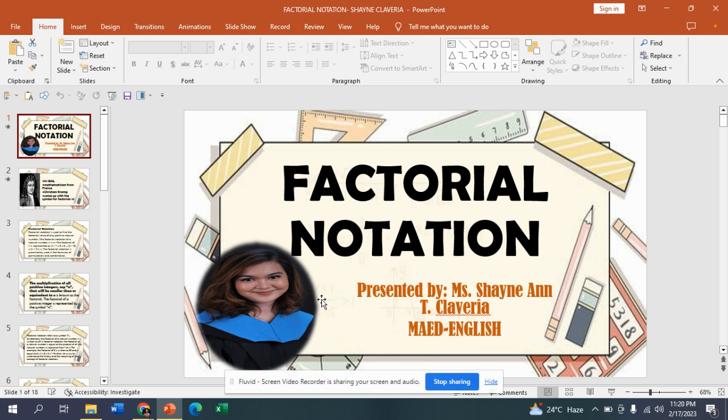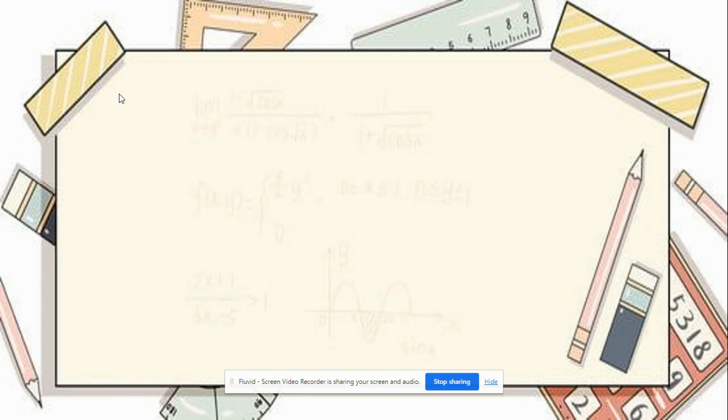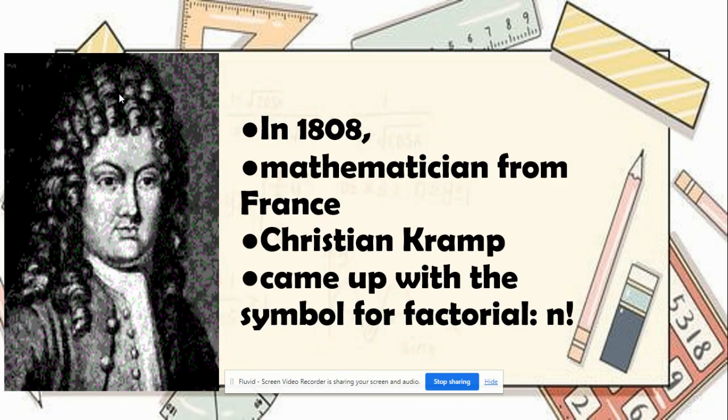My topic for today is the factorial notation. But before we proceed to the factorial notation, let us have the history of factorial notation first. Factorial notation came from a mathematician from France, whose name is Christian Kramp. In 1808, he came up with the symbol of n factorial.